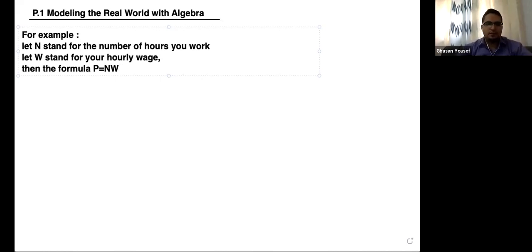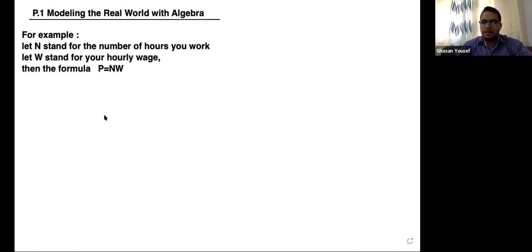For example, let n stand for the number of hours you work, and let w stand for your hourly wage. Then I can get a formula. This formula says b equals n times w. So look, we change the number of hours. Suppose you work in McDonald's or Burger King or any store, and you work 5 hours. Instead of 5, I'm going to use the letter n. Let n stand for the number of hours you work. Like n is the 5.